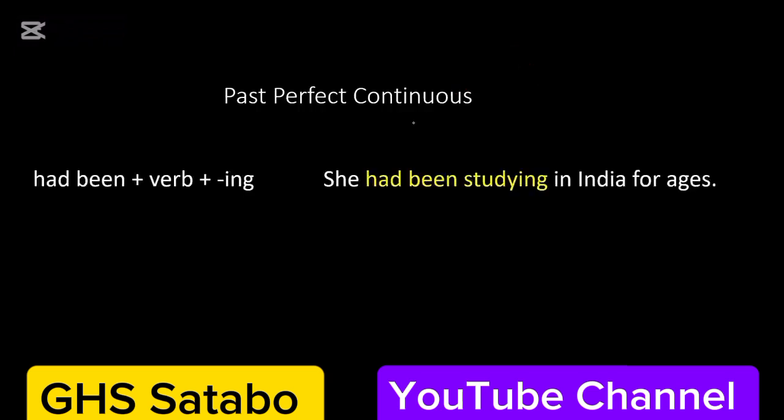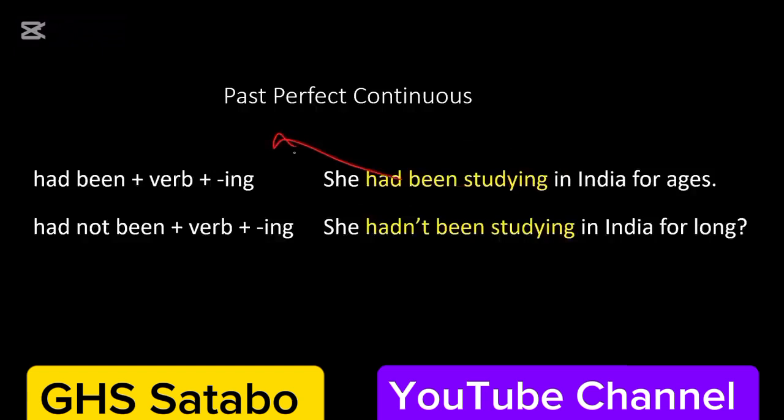Now comes the last part of this chapter, that is past perfect continuous tense. Again, continuous tense clearly shows the time period or the duration the activity was going on before a certain activity happened in the past. That's how we use past perfect continuous tense. The structure will be simple. Had been studying: the ing form shows continuous, had been shows past perfect. Framing a negative sentence would not be tough in this case as well. Had not been studying.